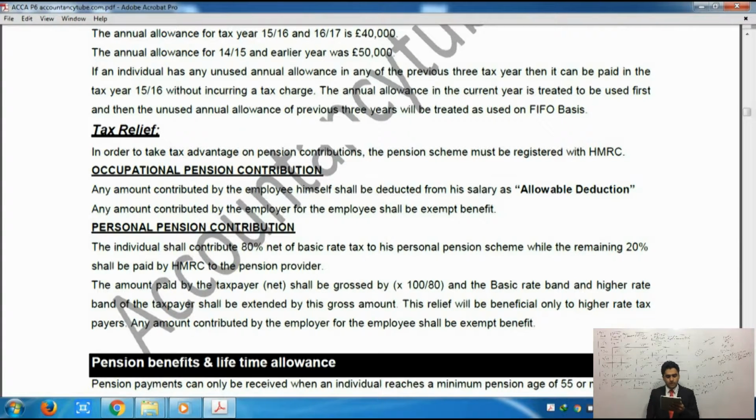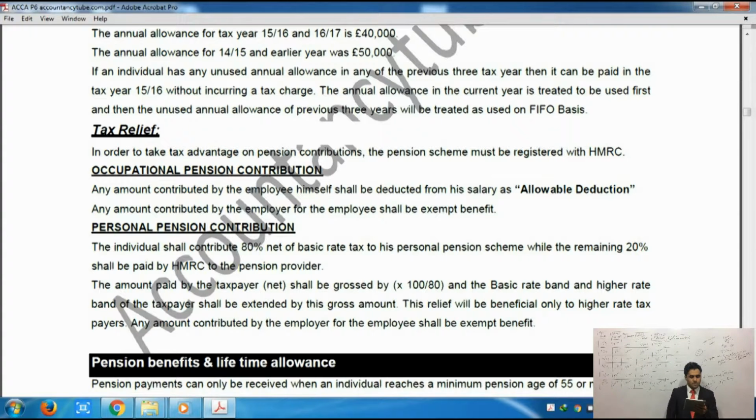So for 14-15 and 15-16, the limit is £40,000 per year, and then it says the annual allowance for 14-15 and earlier years was £50,000. Please make this 14-15 a 13-14, or the previous year. Whatever I showed you on the board was right; there's a mistake in the notes. So for 14-15 and 15-16, the limit is £40,000, and for 13-14 or any previous year, it is £50,000 per year.